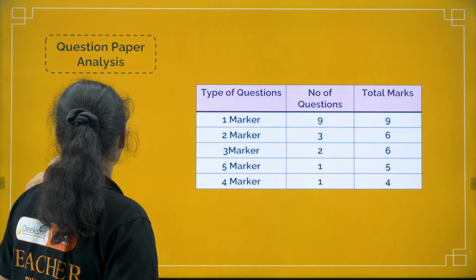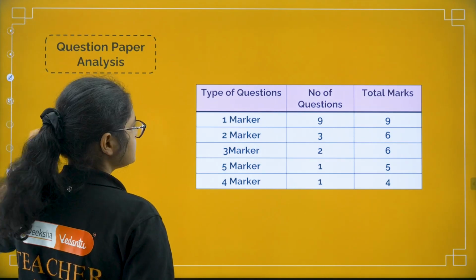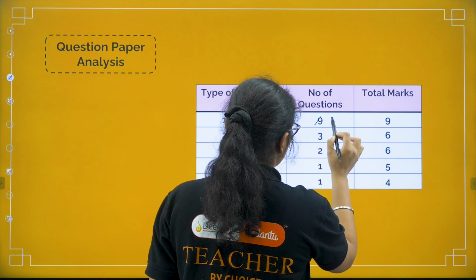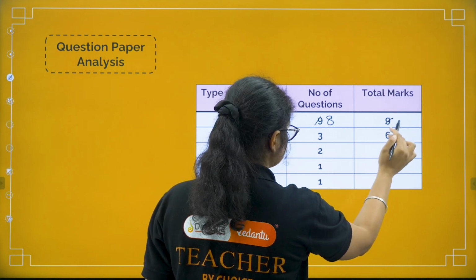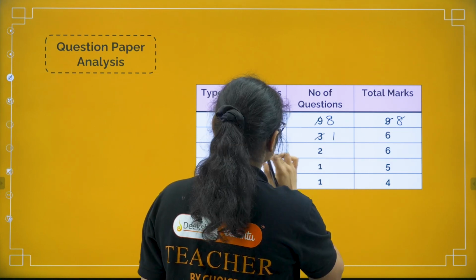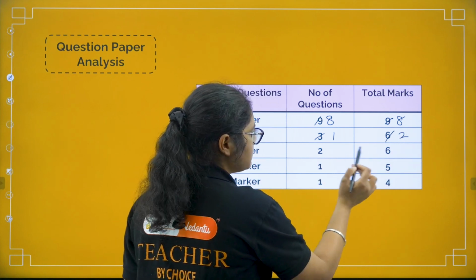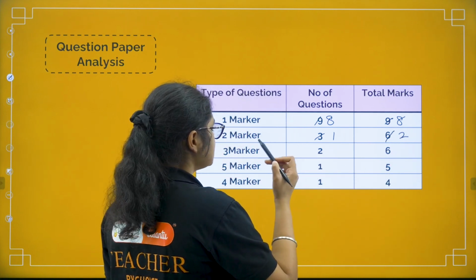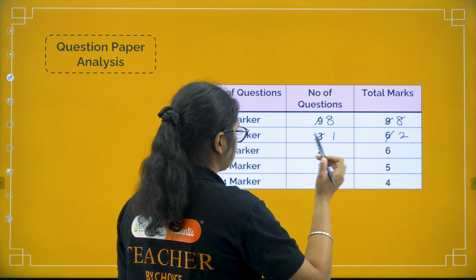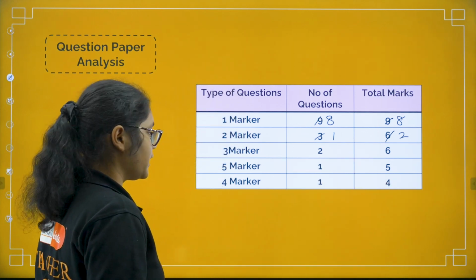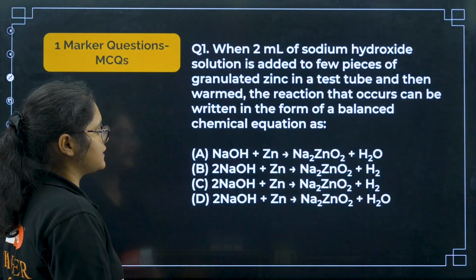So let's move and discuss the question pattern. There is one small mistake here, one second. There are 8 1-marker questions which will give you 8 marks, and there is one 2-marker question which will give you 2 marks. In 3-marker there will be 2 questions which will give you 6 marks, 5-marker 1 question giving you 5 marks, and 4-marker 1 question giving you 4 marks. Okay. Now let's see section A.